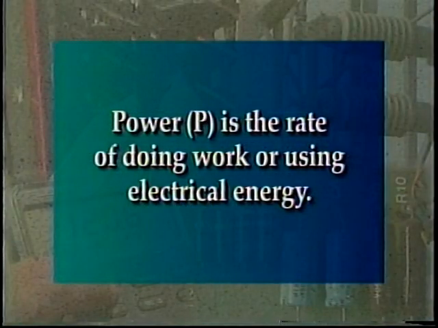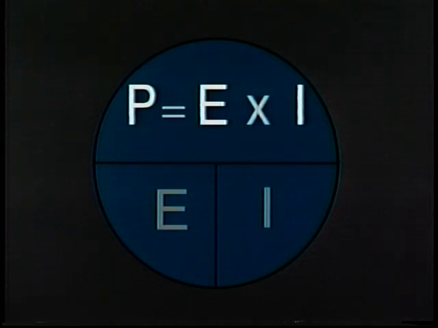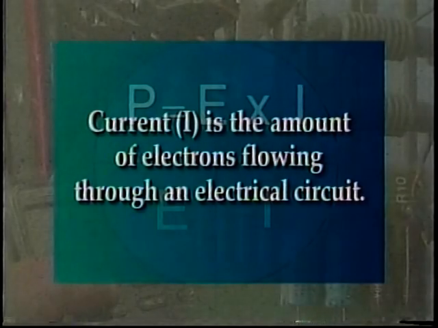Power is the rate of doing work or using electrical energy. True power is measured in watts. The power formula states that the power in a circuit is equal to the voltage times the current in a circuit. To calculate power, apply the formula power equals voltage times current.